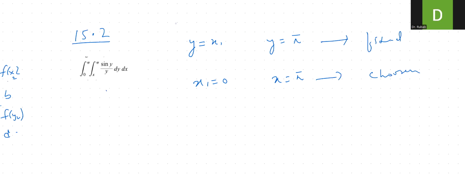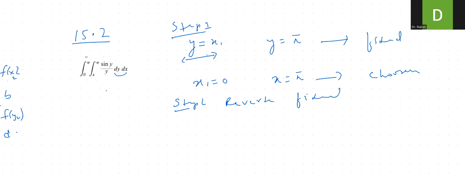So I have to reverse dy dx to dx dy. I have to reverse all the functions which are given in terms of y into x. In step number 2, I will reverse the fixed limit. So y equals x will be reversed to x equals y, right? y equals pi is a constant, it cannot be reversed. So these are the fixed limits: x1 equals y and y1 equals pi.